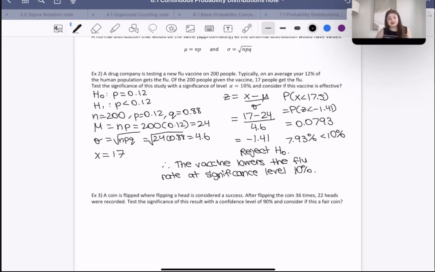Now, is the vaccine 100% effective here? Well, no, right? Still 17 people got the flu, but we would have expected without the vaccine for 24 people to get the flu. All right, so there we go.